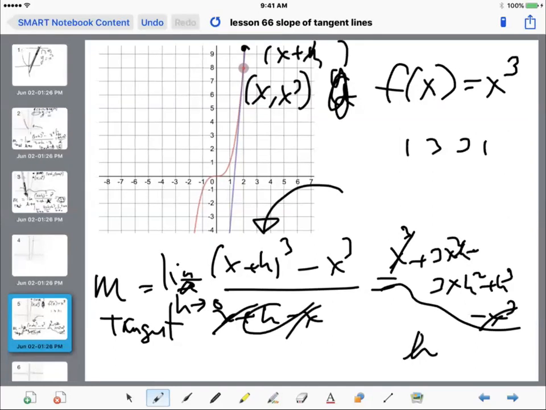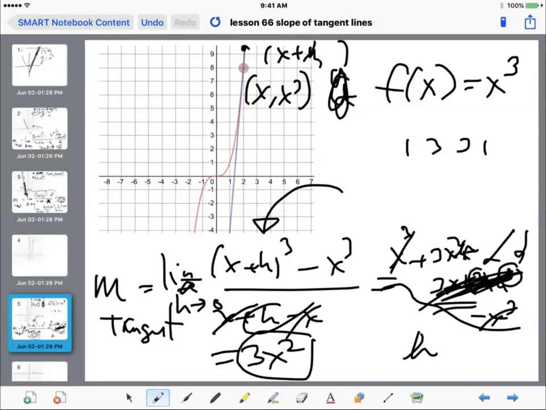So what ends up happening is that anything that has an h power that's bigger than 1, those are going to end up becoming zeros anyway, because even after I cancel out the h, there's still going to be an h there. Anything bigger than h to the first power is going to be gone eventually. And all that's going to be left is the 3x squared.